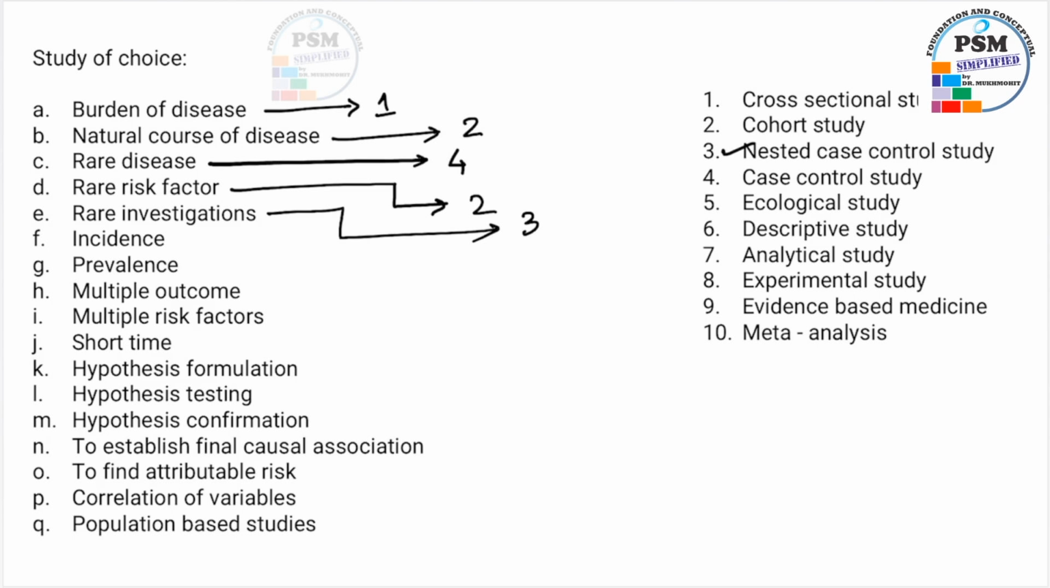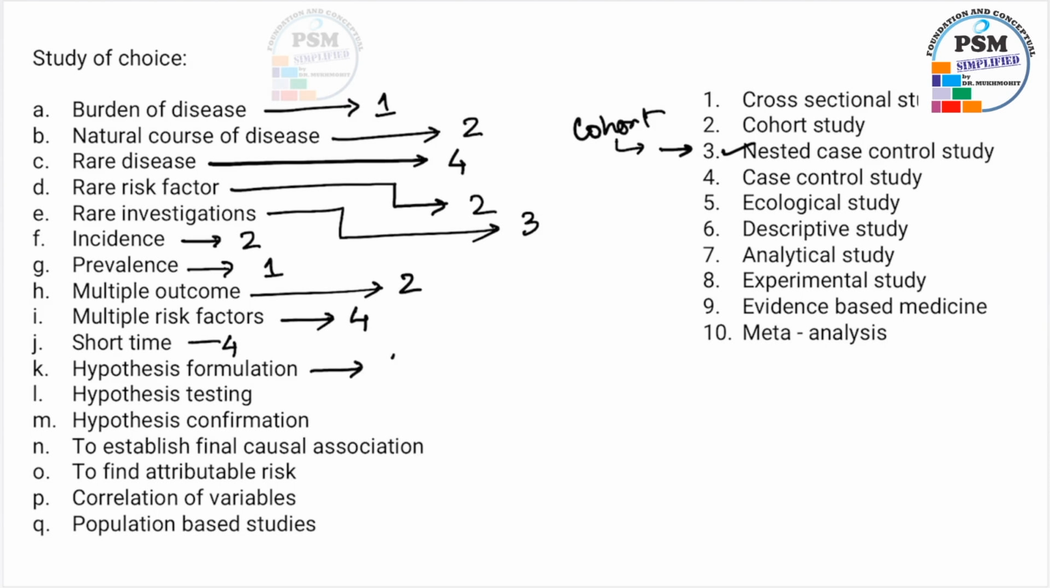Please remember that the nested case control is a type of cohort study. For incidence, we always do a cohort study. For prevalence, we do cross-sectional. Multiple outcomes: you want to take a risk factor and then find out the different types of outcomes which happen. So technically, we are going to do a cohort study. Multiple risk factors, we are going to do a case control study. Short time taking is case control study. Long time taking are cohort studies.